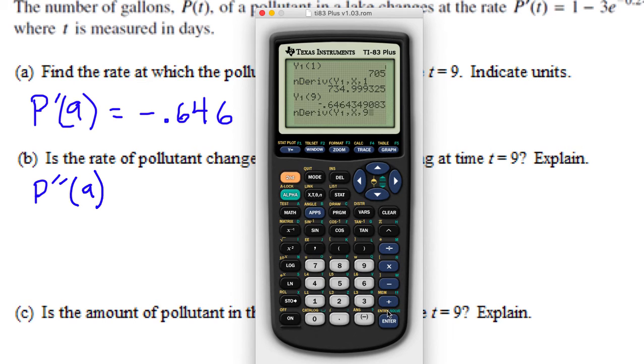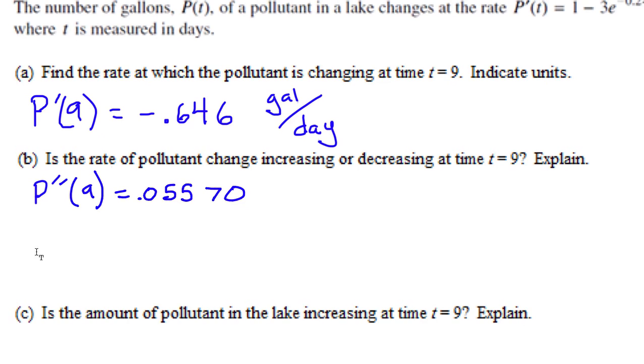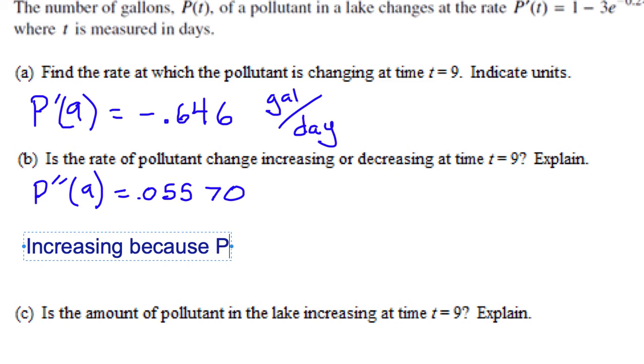Is that a positive or a negative answer? That's a positive answer. It's 0.055, which is positive. So I come down here and I type in my answer. I say it is increasing because P prime prime of 9 is greater than 0.